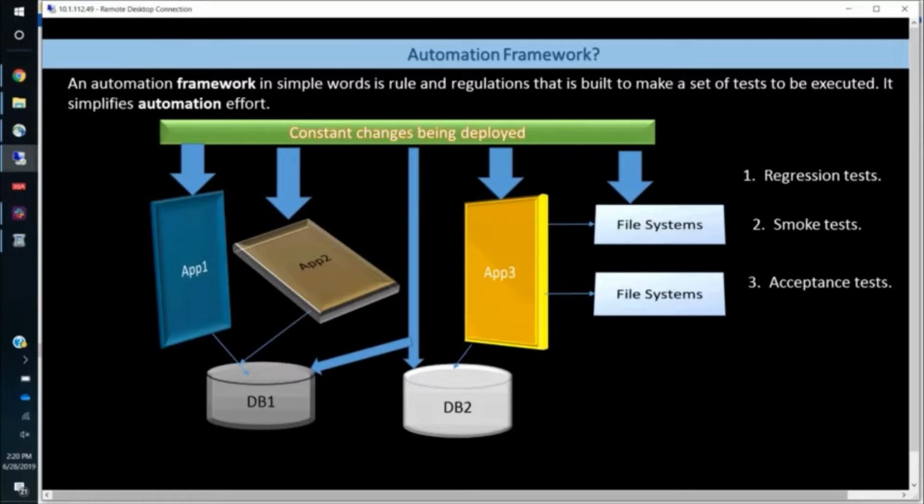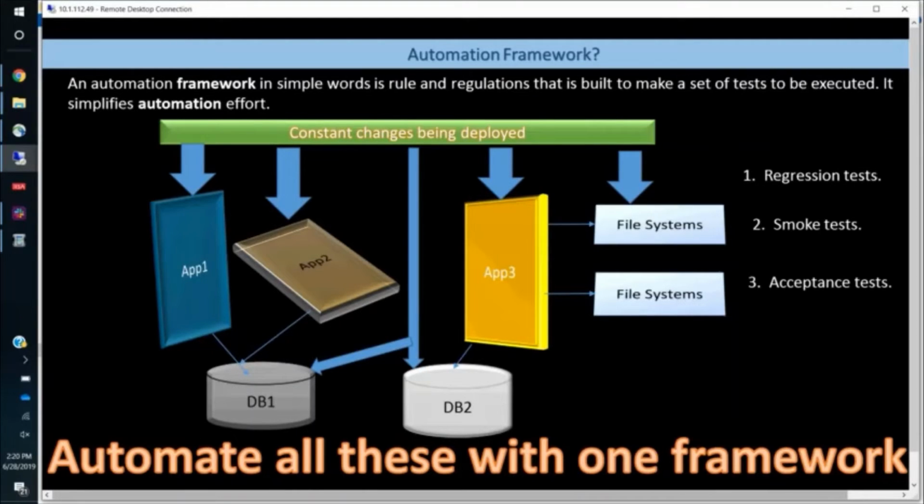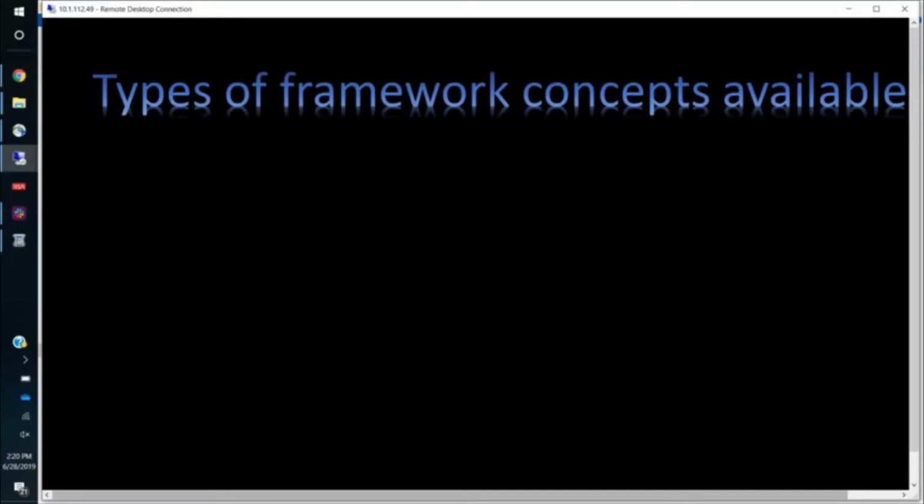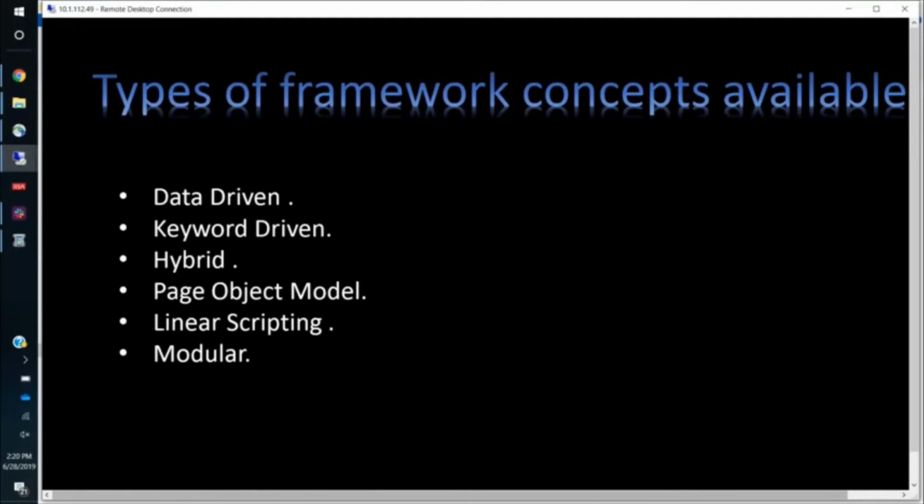So the basics to start with, I would say let's automate this with just one framework. Yes, just one framework. Now let's talk about the types of frameworks and the concepts available. We have different kinds of framework concepts available: data driven, keyword driven, hybrid, and so forth. In my video description, there is a link which you can go ahead and read about this, but I would not go into detail about these models.